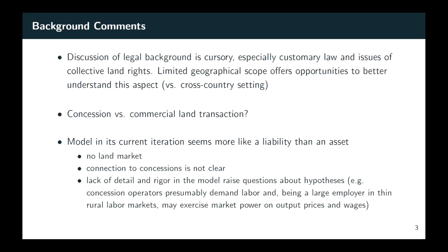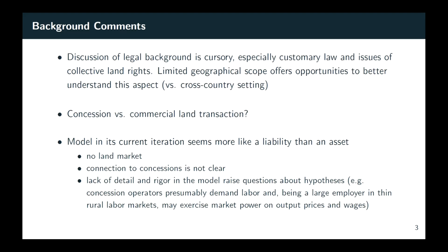So I just have a couple comments on different parts of the paper. The discussion on the legal background is quite cursory, especially some of the nuances with these concessions in developing countries as it relates to communal land rights, customary law, et cetera. I think one of the benefits of focusing on a particular country is that you have the room to dig into those details a little bit more and help us understand how exactly these land transactions are happening. That's a major benefit of a single country study.